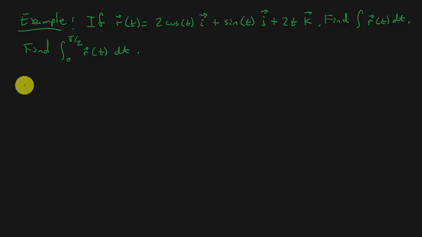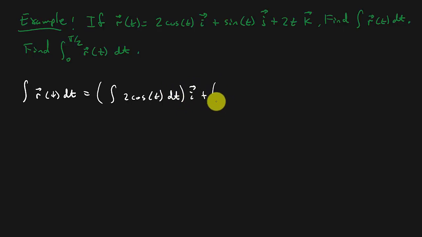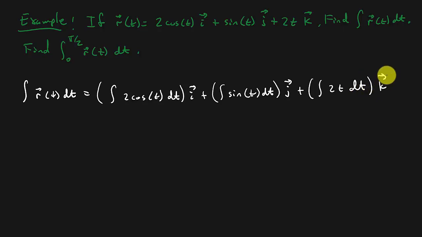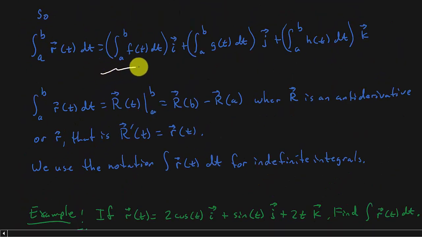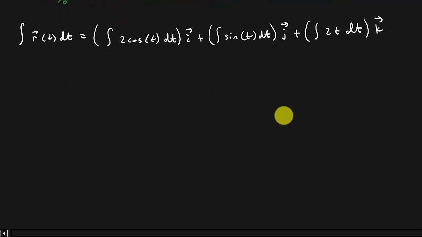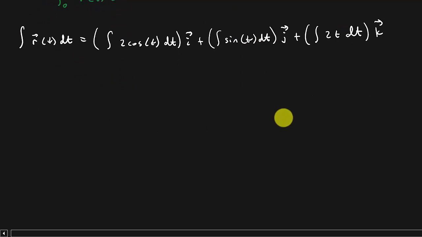All right, so let's integrate r of t first. All right, so this is going to be the integral of 2 cosine t dt times vector i plus the integral of sine t dt times vector j plus the integral of 2t dt times vector k. So I'm just integrating each one of them. See, all I did is I used this property right here. And there's another thing that I want to mention after we work this problem, so stick around for that.